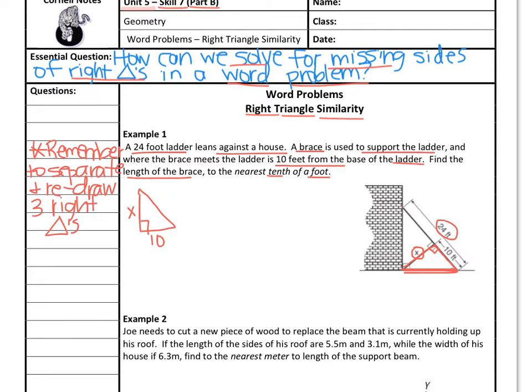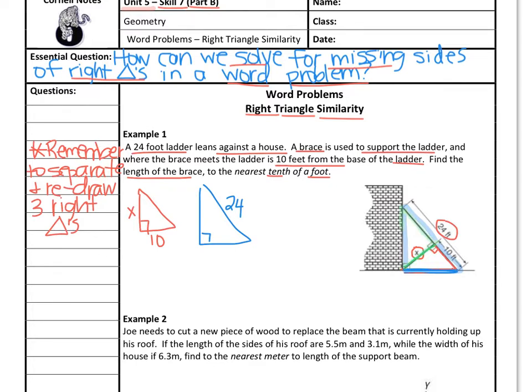That's the smallest triangle. Now the biggest triangle would be this one here. This big one I'll do in blue. When I redraw that one over here, I've got it like that, and I have 24 as the hypotenuse. Do I know any of the other two blue sides? No, I do not.